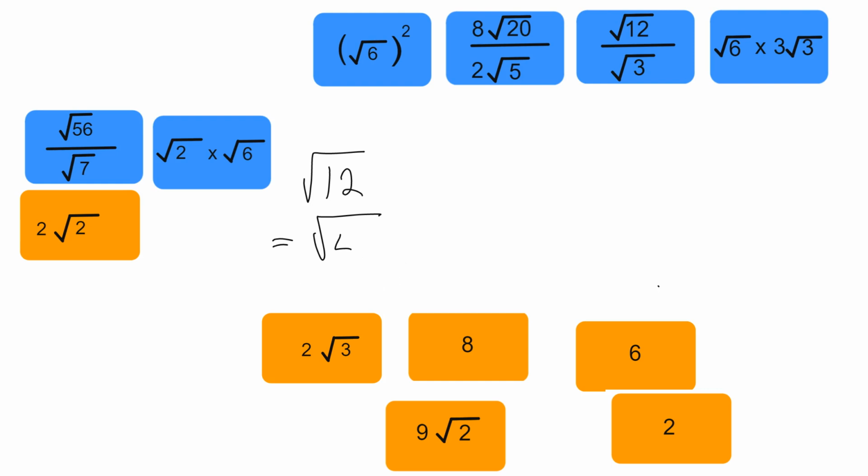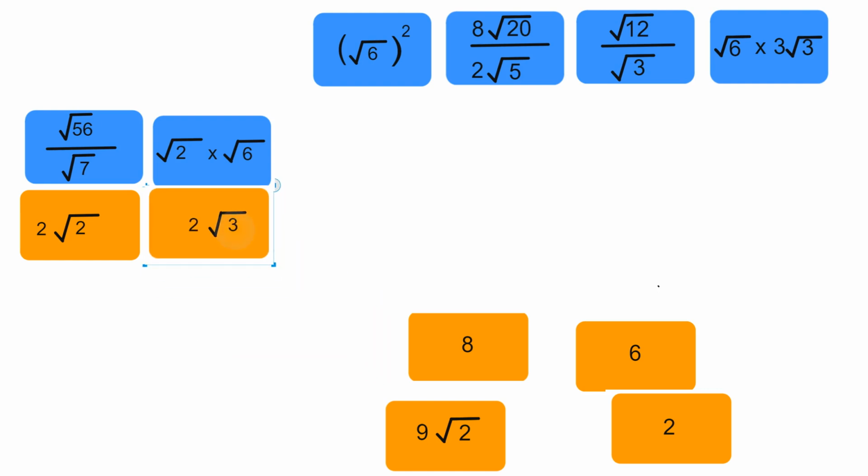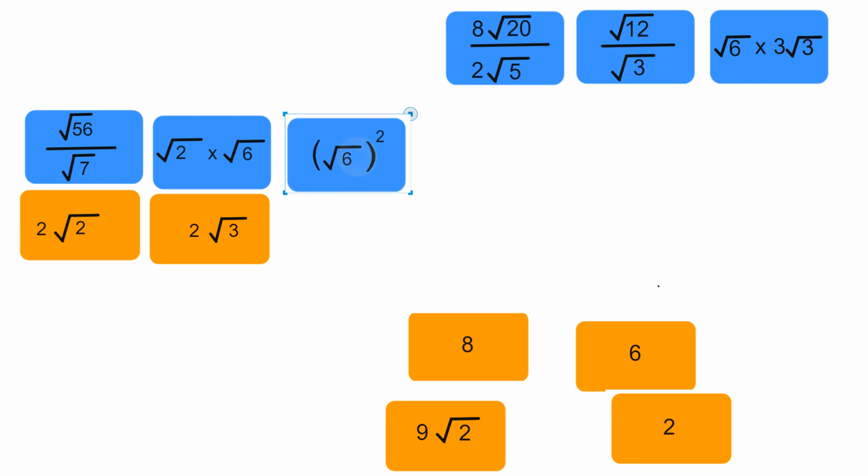Get rid of the guide calculations and get the answer. Pairing 2 square root of 3 with the blue tile there of square root of 2 times square root of 6. The next question is squaring the square root of 6.